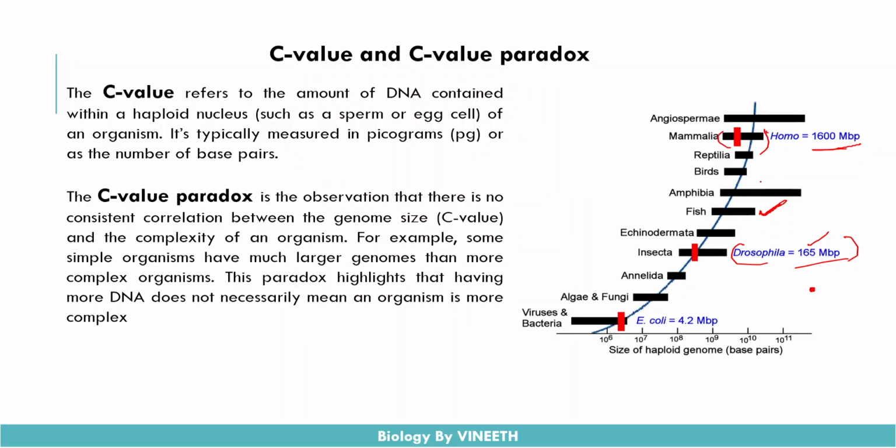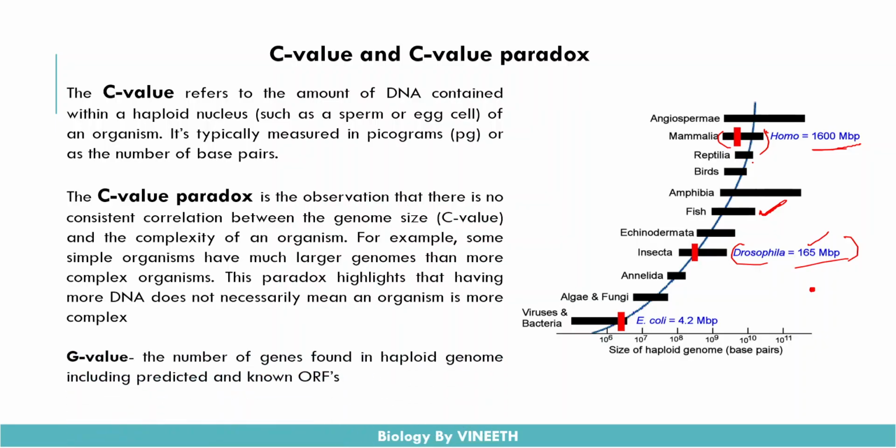But the size of the fishes is quite small when you compare to the mammals. So this is what the C value paradox is, and there is also another value called the G value. It tells about the number of genes that are present in the haploid genome. All these things only talk about the haploid cells, not the diploid cells. And the G value represents the number of genes found in the haploid genome, including the known ORFs.